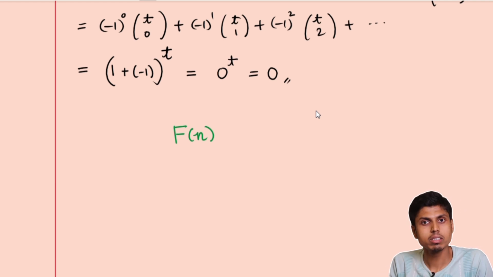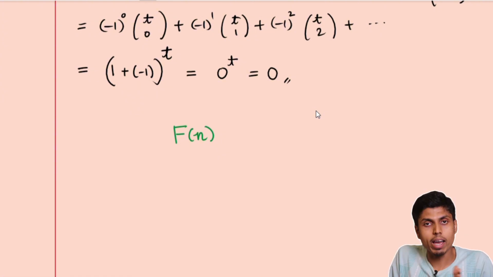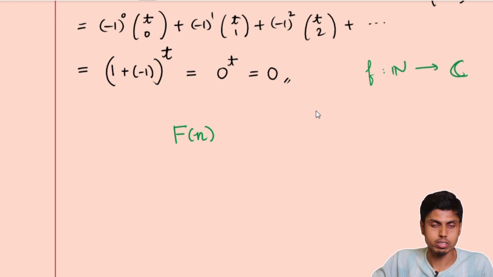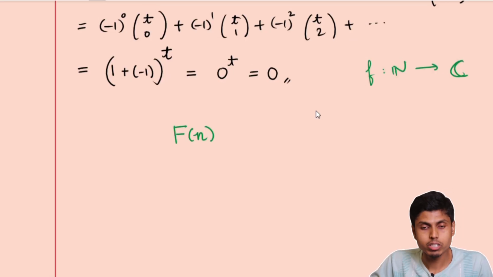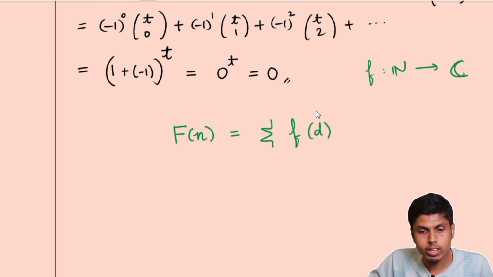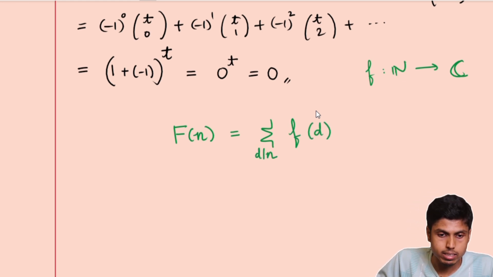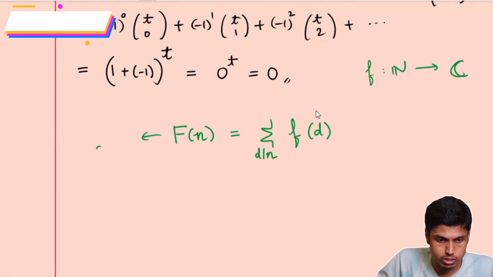Arithmetic function means a function that takes integer input or natural number input and gives you some complex number output. So f from N to C is an arithmetic function. Now the summation function of lowercase f, usually denoted by uppercase F, equals the function evaluated at all the divisors of a particular value, n here. This one is called the summation function.